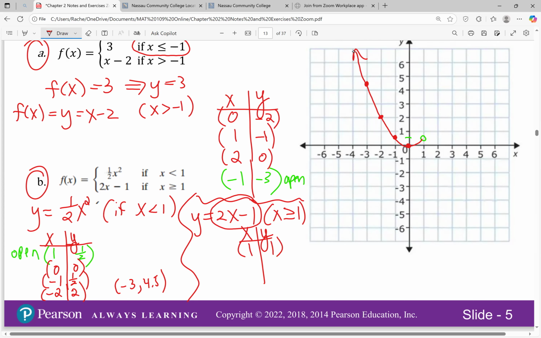Pick another value greater than or equal to 1. What about 2? 2 times 2 is 4, 4 minus 1 is 3. Let's use 3 because 3 is bigger than or equal to 1. 2 times 3 is 6, 6 minus 1 is 5. And this is a linear function, so 3 points are always good enough to make a line. So I have the point (1, 1). We have the point (2, 3). And then I have the point (3, 5). So my line is going to look like this.